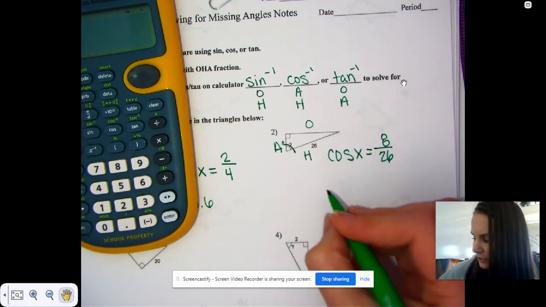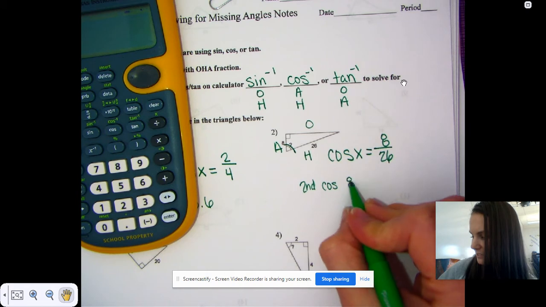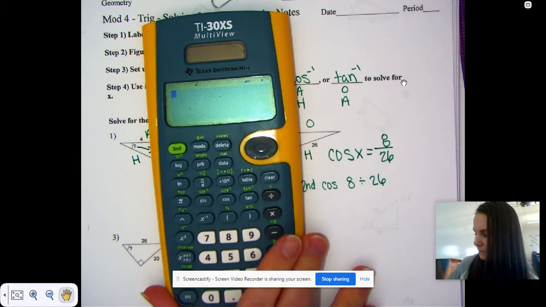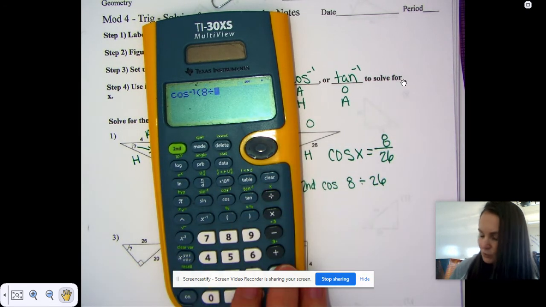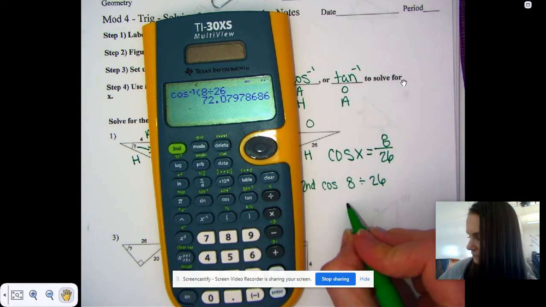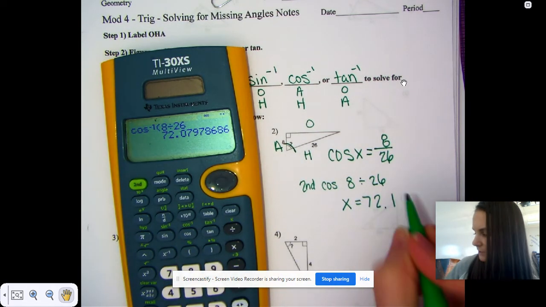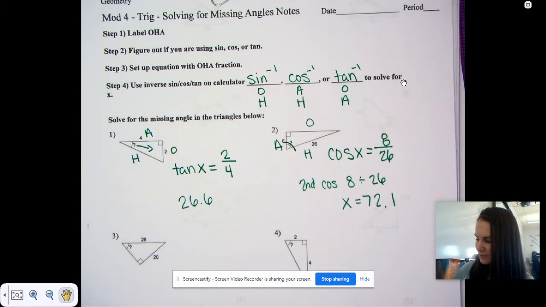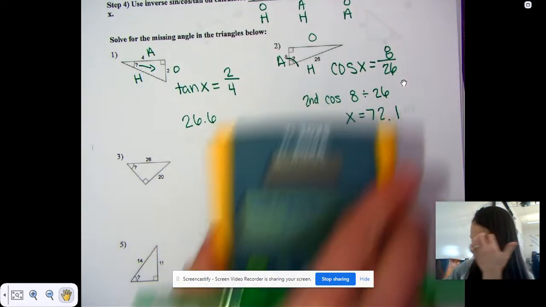Okay, remember in our calculator, we're going to do the second cosine 8 divided by 26. All right, let's do that. Second cos 8 divided by 26. All right, and we have 72. Okay, that's going to round 0.1. All right, so that's how we're doing these problems. I'm going to do one more with you before I let you go and work on them on your own.